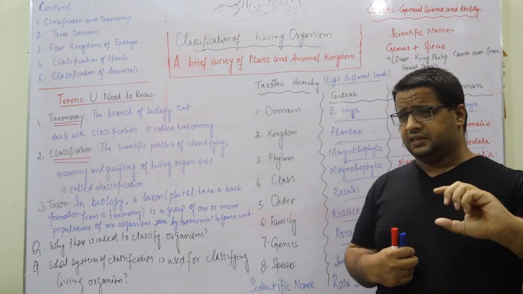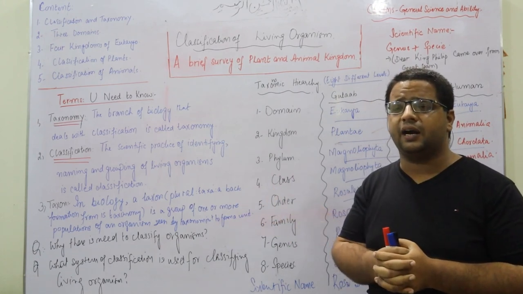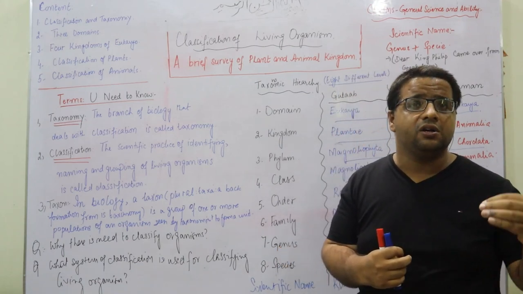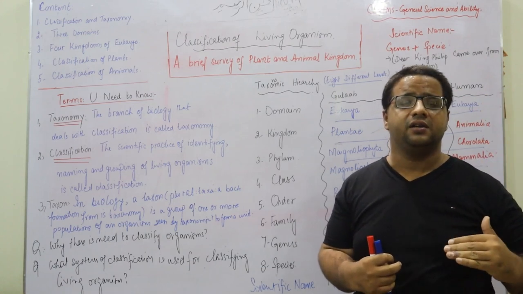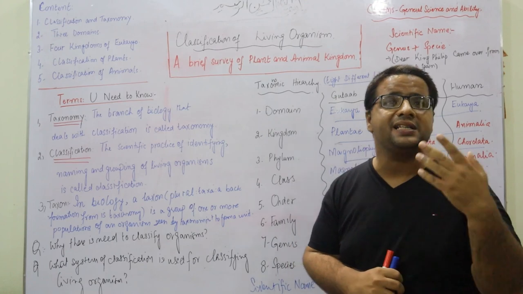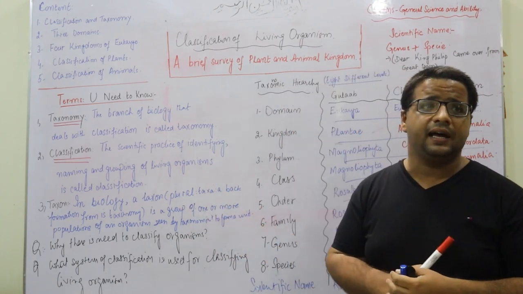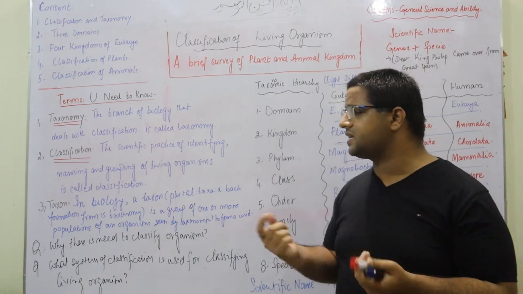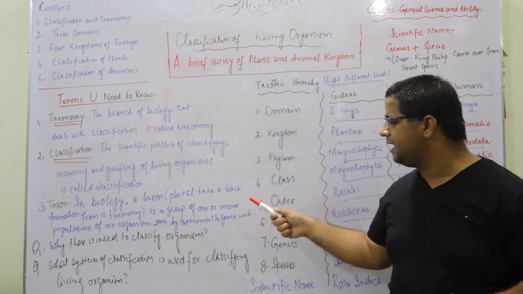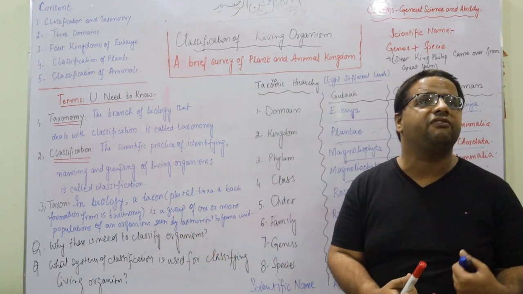When we collect different organisms in one category, that category is referred to as a taxon. There are levels of taxa. Each level of classification in the study of biology is known as a taxon. A taxon, which is singular, and taxa is its plural, is a group of one or more populations of organisms seen by taxonomists to form a unit. A taxon is a hierarchical unit of classification.